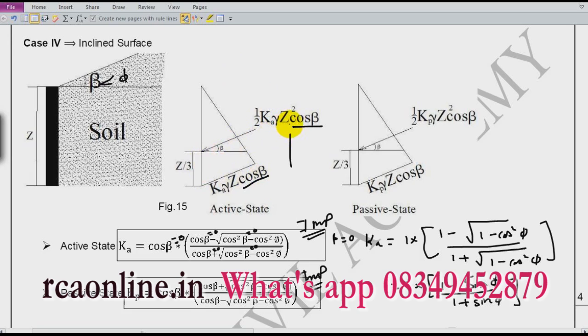Half Ka gamma z squared, which is the area of this triangle, to be more technically correct, and the last ordinate will be at an angle of beta. So it will be Ka gamma z cos beta. Similarly here, at depth z, it will be Kp gamma z cos beta, and the total pressure will also change to an angle of beta. Is it okay? So please make a note on this.